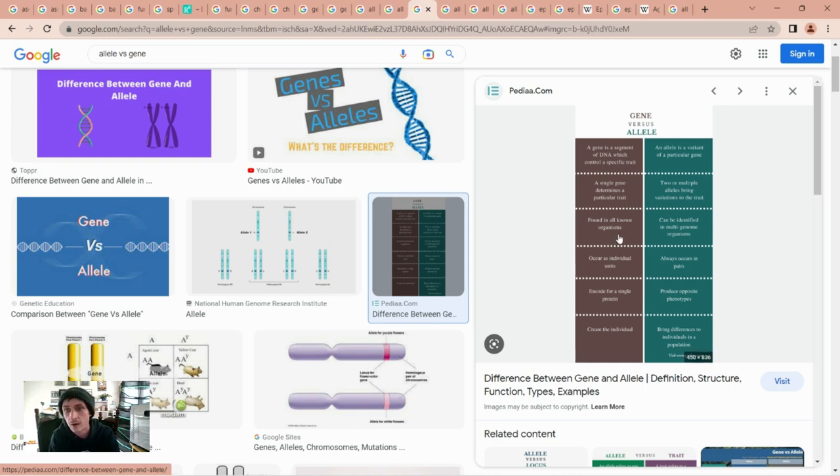Genes are found in all known organisms. Alleles can be identified in multi-genome organisms. Genes occur as individual units. Alleles always occur in pairs. So that's a good distinction too. Every allele is going to be connected. A gene is just going to be part of that.